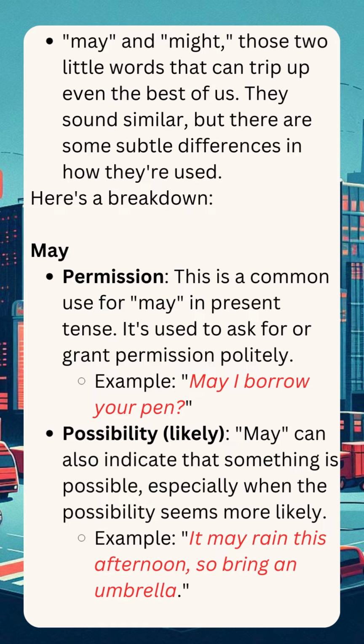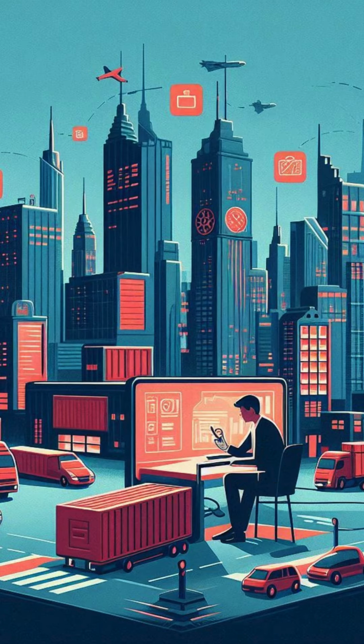Possibility, likely. May can also indicate that something is possible, especially when the possibility seems more likely. Example, it may rain this afternoon, so bring an umbrella.